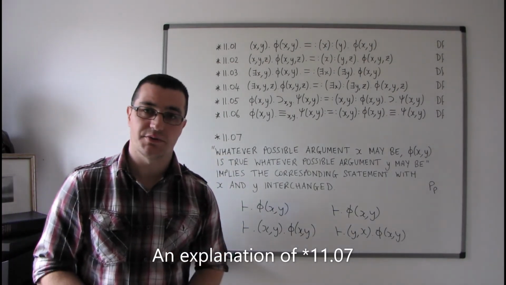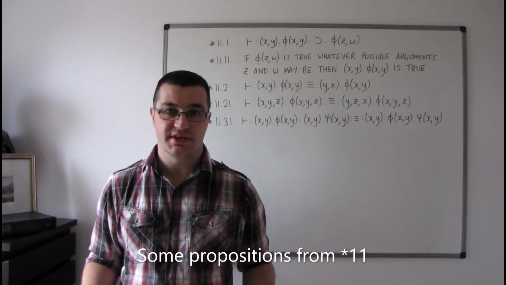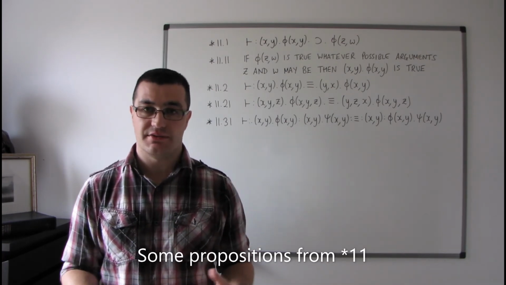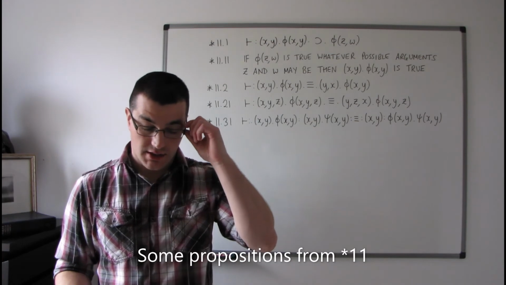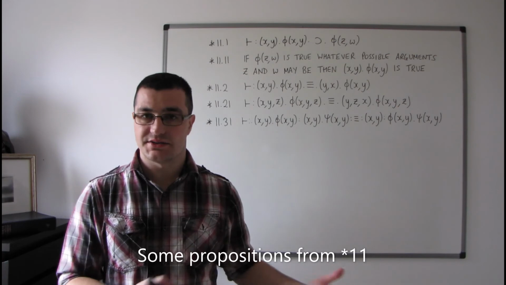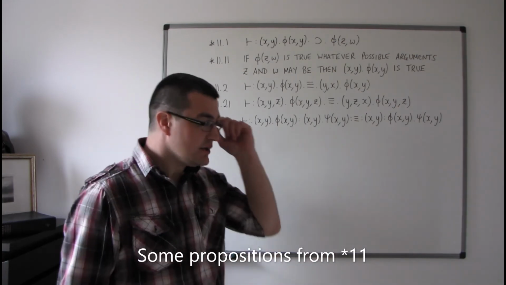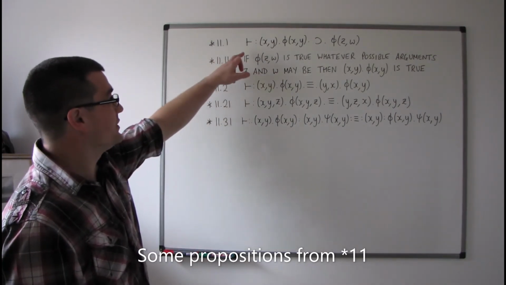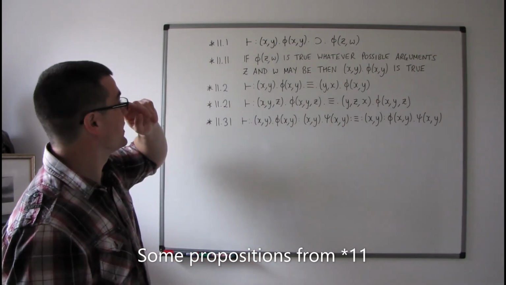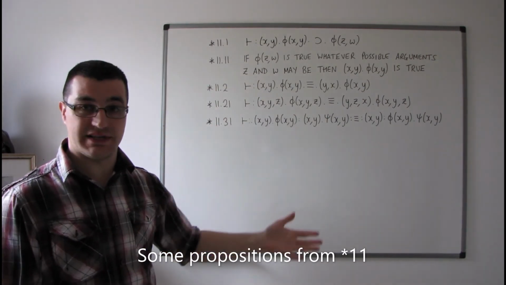So let's have a look at some of the other propositions now from section 11. As with section 10, I've just picked out a few propositions from section 11 that I think are worth highlighting. But like I've already said, for the most part, the propositions from section 11 are effectively analogous to the propositions of section 10, just two variable analogues. So 11.1, this is the two variable analogue of 10.1. 11.11, two variable analogue of 10.11.